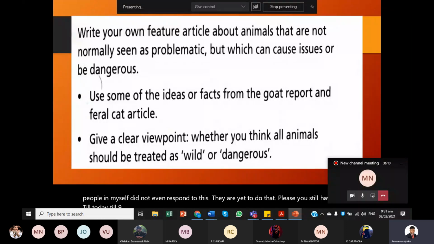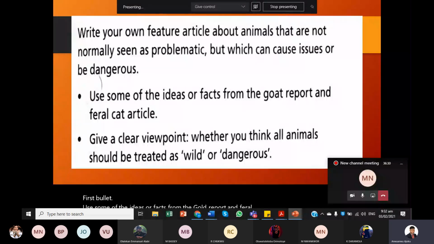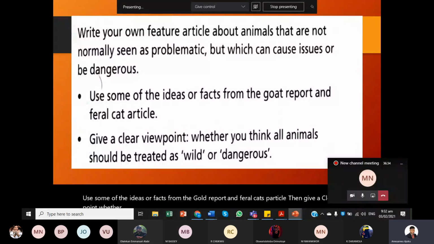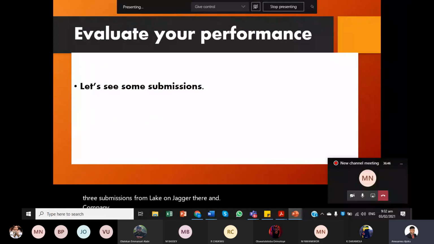Now, you were told to write your own feature article about animals that are not normally seen as problematic, or which can cause issues or be dangerous. First bullet, use some of the ideas or facts from the goat report and feral cat article. Then give a clear viewpoint, whether you think all animals should be treated as wild or dangerous. Now, I got 3 submissions from Lekon, Jegede, and Kuponi. Okay, so let's evaluate our response.